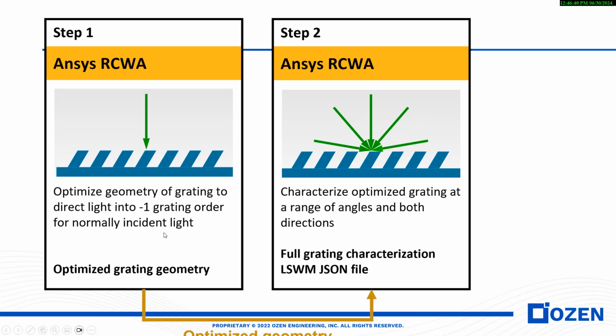For normally incident light, we will try to optimize the grating geometry. Then in the next part, we will optimize the grating at a range of angles and in both directions, I mean full grating characterization with a JSON file. We can use this JSON file for other software, and I will show you a demo of how we can use this grating, let's say, for a head-up display.